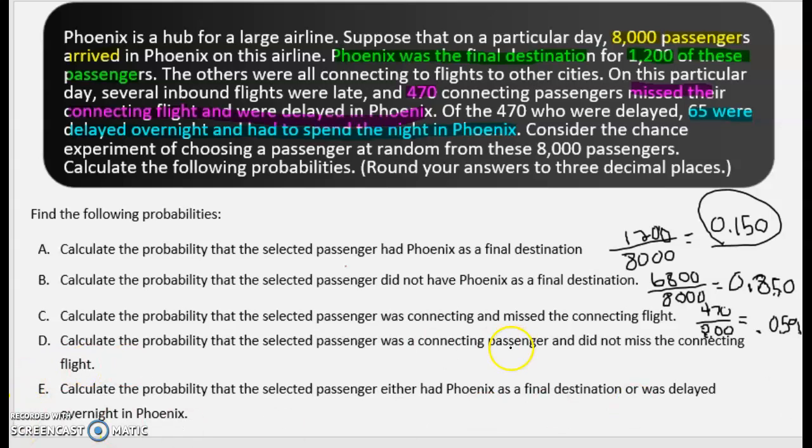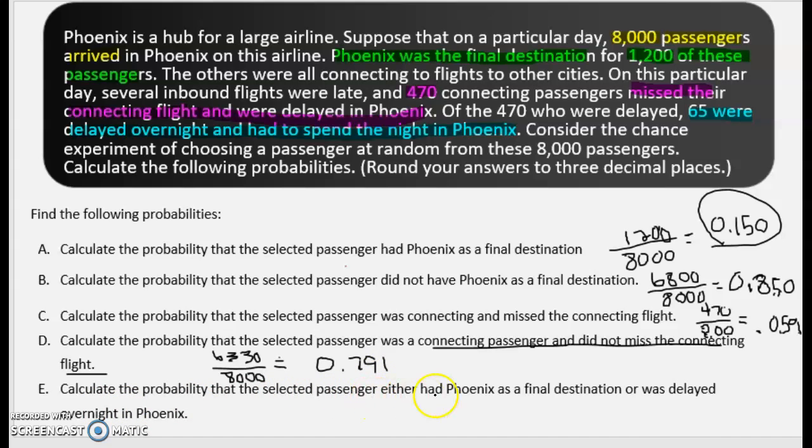Part D, it says calculate the probability that the selected passenger was a connecting passenger and did not miss the connecting flight. So they were a connecting passenger, but they didn't miss. If 6,800 of them were connecting and 470 of them missed, then we know that 6,330 of them did not miss their connecting flight. So I could choose 6,330 out of 8,000 passengers that fall within that, and the probability of me selecting one of those to the nearest 3 decimal places would be 0.791.